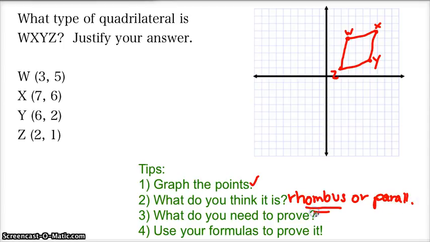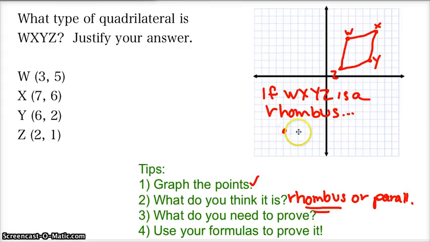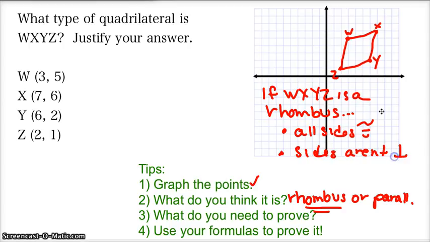I'm going to check first to see if it's a rhombus. What do I need to prove? Well, if it's a rhombus, then all the sides will be congruent, but the sides aren't perpendicular, meaning they're not going to form 90-degree angles. So what two things do I need? I need distance, and I'm going to need to find slope. So one of the things that I'm going to do to kind of help organize my work is I'm going to make myself a table.